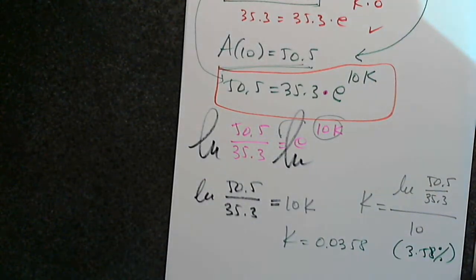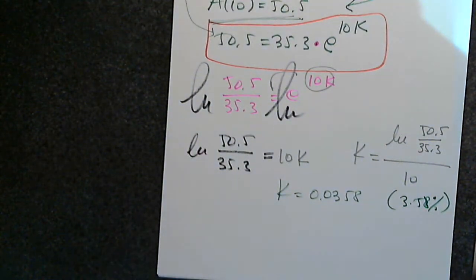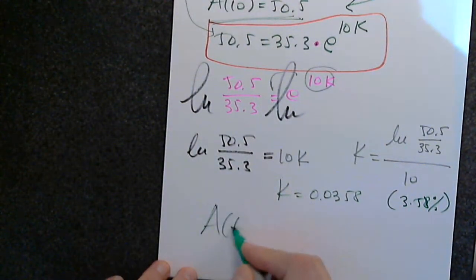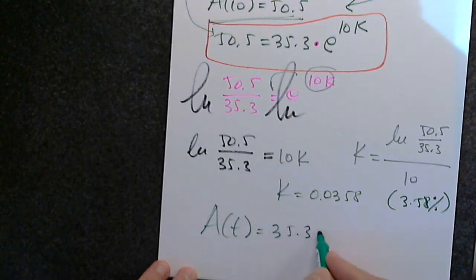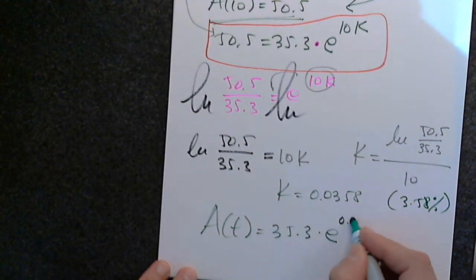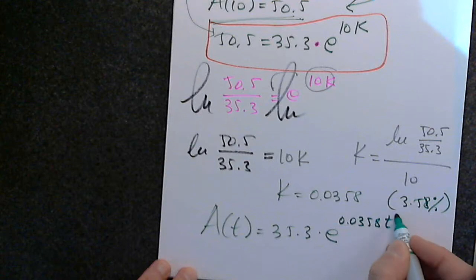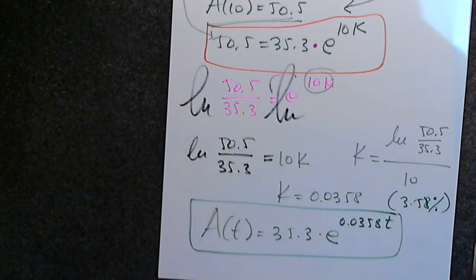But we cannot use it. We cannot use percent anywhere. But I do have the entire model now. Now we are happy. It's A of t equals 35.3 times e to the 0.0358t. There are no more secrets in the model. Oh, and now we can answer the next question. Use the resulting model to project the Hispanic resident population in 2015.